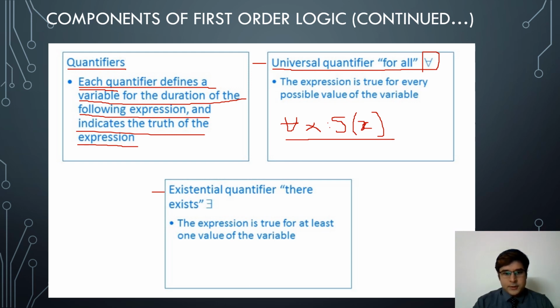Similarly, we have the existential quantifier, there exists, or for some x. This is the symbol right here for there exists, and this expression is true for at least one value of the variable, that is, for at least one x the statement s is true, denoted by for some x, the statement s(x). This denotes that the statement s is true for some x.